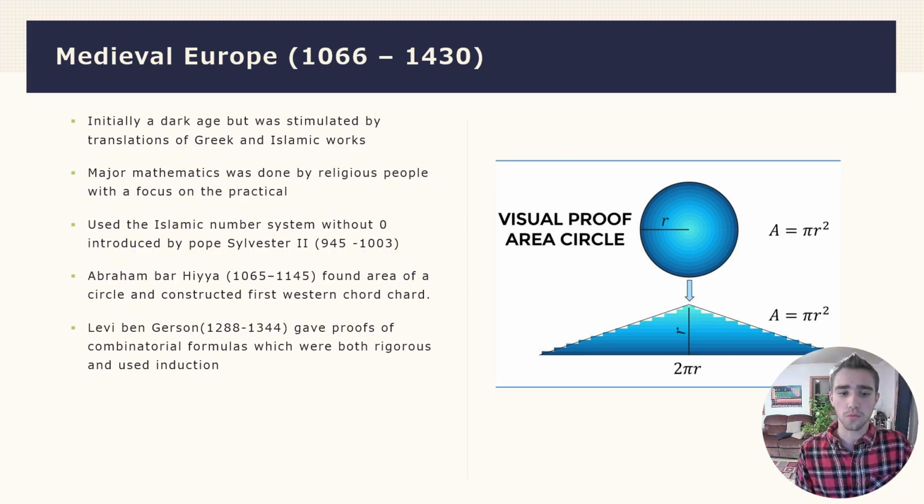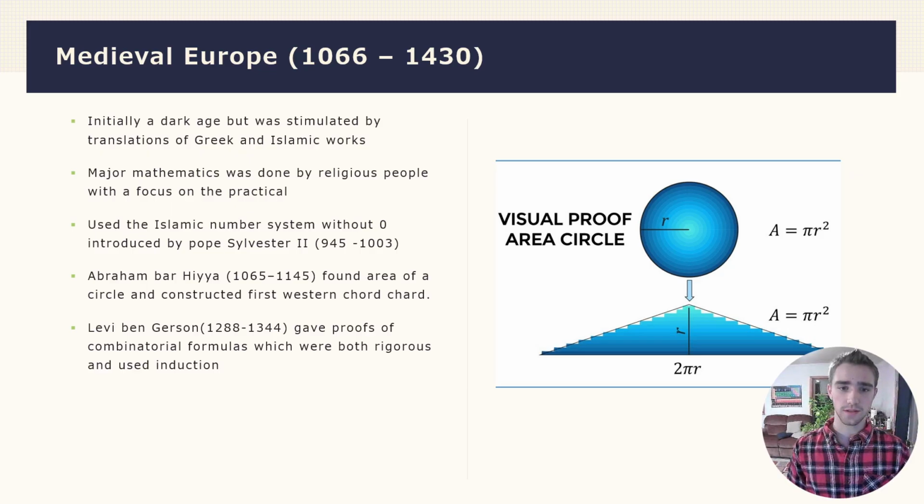After the fall of Rome, Europe entered a dark age, and mathematics entered the hands of the Christian Church. There was not much innovation because they were focused on preserving what they thought of as the classics: astronomy, music, arithmetic, and geometry. Their most use for math was to create an accurate calendar. Interestingly, Pope Sylvester II introduced the Islamic number system, but without the zero, during this time period.